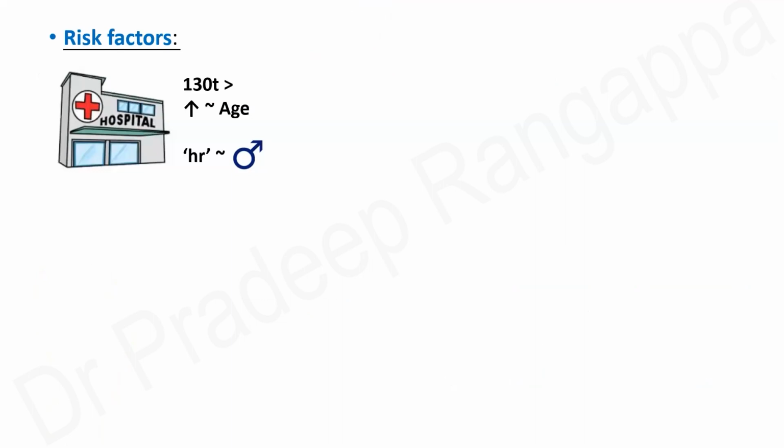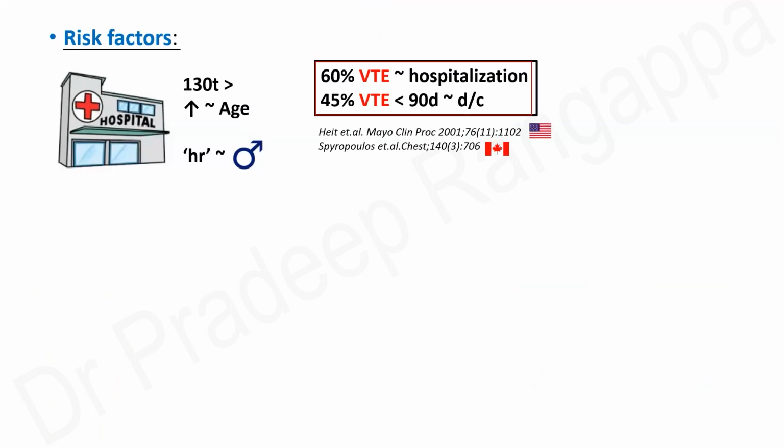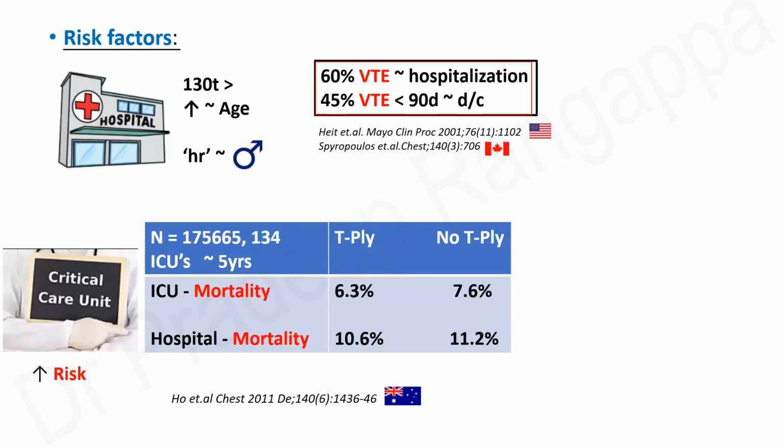And males are at a higher risk of developing venous thromboembolism. And as you see, these are two studies which cite that 60% of venous thromboembolism occurs as a risk due to hospitalization, which means there is a tremendous amount of emphasis on hospitalized patients. The fact that they're within the hospital itself increases the risk of venous thromboembolism very significantly. And 45% of venous thromboembolism tends to occur within 90 days after they have been discharged from the hospital. So the fact that someone is within the hospital and post-discharge increases the risk of developing venous thromboembolism by 45%.